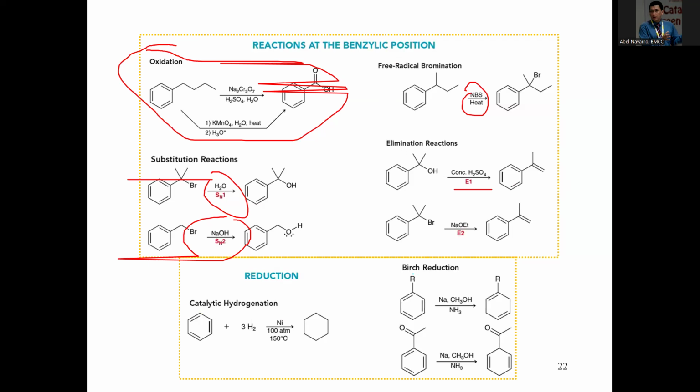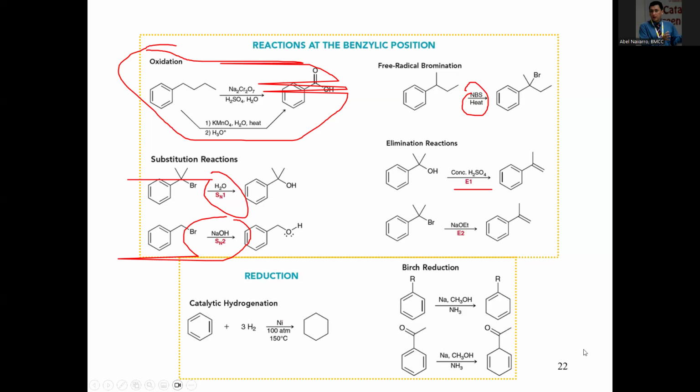So the electron donating goes to the double bonded, donating D, double, and then the electron withdrawing goes to the sp3, the single bond. All right, so that's it.